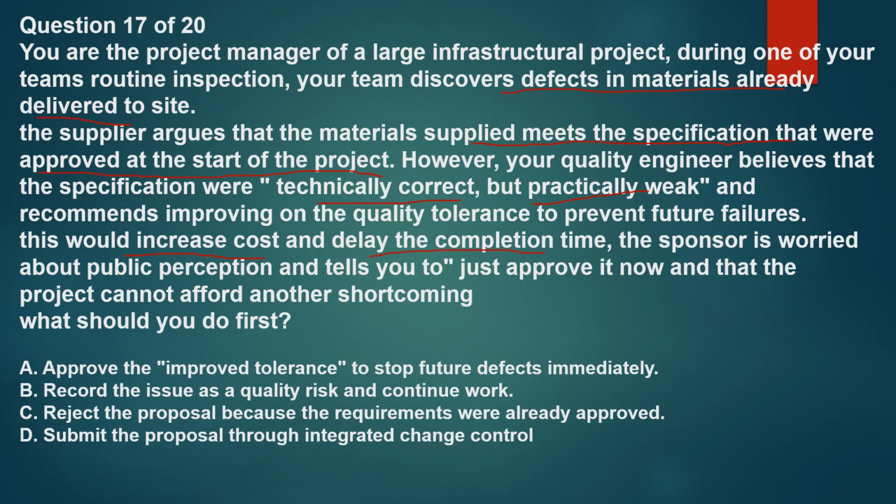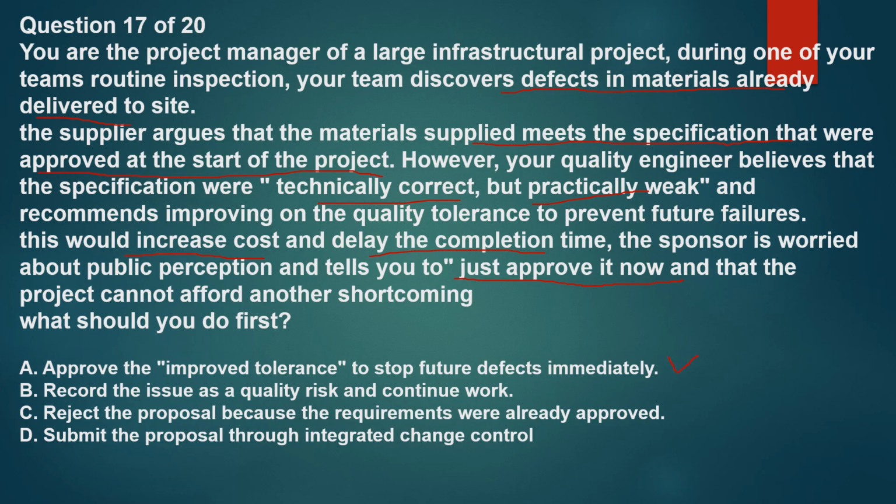Key points. The sponsor is worried about the public perception and tells you to just approve it now. Okay, the sponsor is now telling you just approve it now and that the project cannot afford another shortcoming. What should you do first? Approve the improved tolerance to stop future defects immediately.